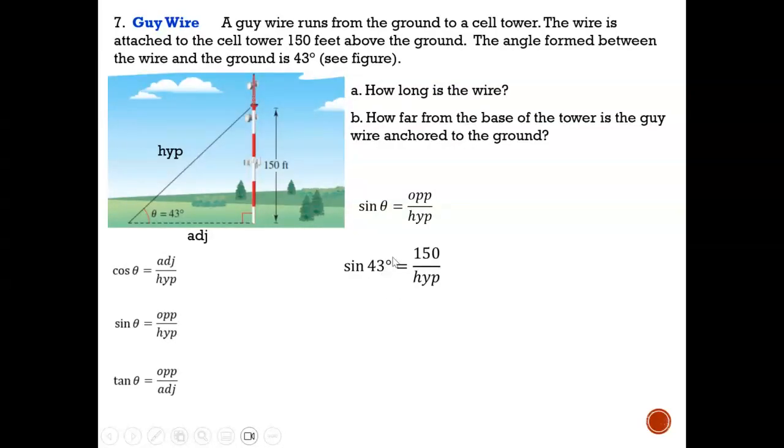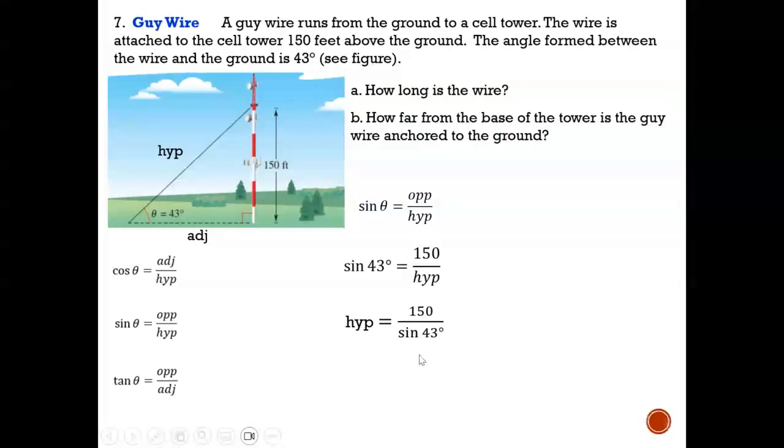Now here, guys, we can use proportions. So I'm going to switch the hypotenuse and the sine of 43 degrees. You can do that because that's legal, by using the properties of proportions. So now the hypotenuse will be 150 over sine of 43 degrees, right?